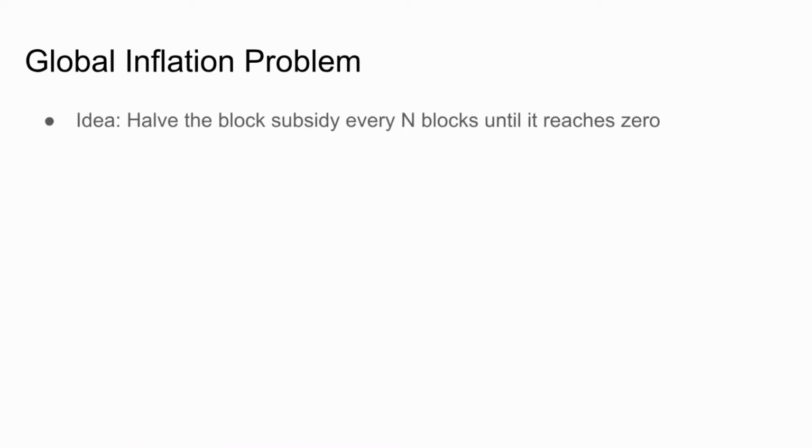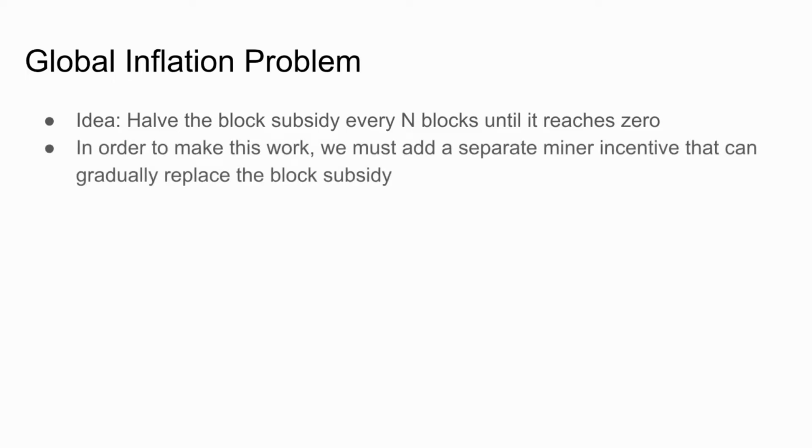So here's an idea. What if we halve the block subsidy every n blocks until it hits zero, right? And it will hit zero, because this is like a logarithmic decay, and logarithms decay pretty quickly. So in order to make this work, we must add a separate miner incentive that can gradually replace the block subsidy. So we want two subsidies, or we want two incentives. One of them is the block subsidy, and this is like 100% of the reason why anybody would participate in mining at the beginning. And then over time, we want a separate subsidy that can basically slowly replace it.